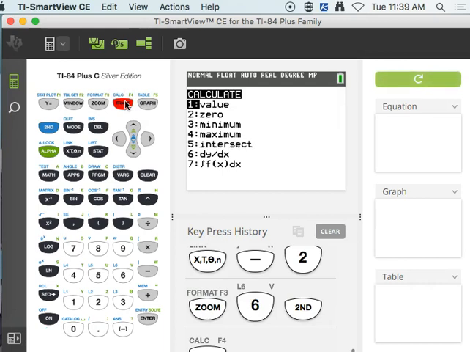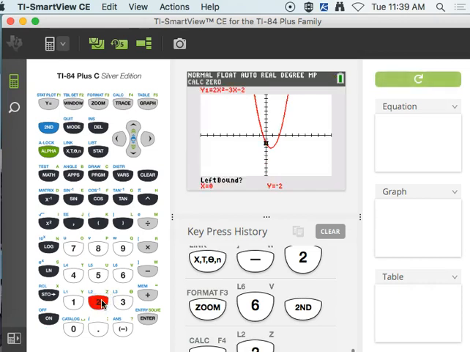And there's actually a couple of different things we can do here, but we want the zeros right now. So we'll hit 2. And this is where things get a little sticky. People are like, well, now where's left and where's right? It's the same thing, but notice if I hit the left arrow here, now I'm to the left of that intersection with the x-axis. So that's what it means by left.